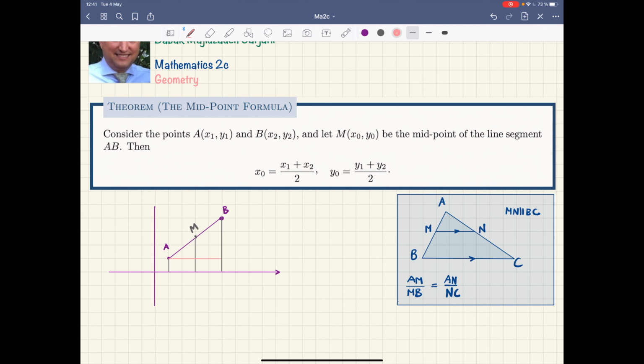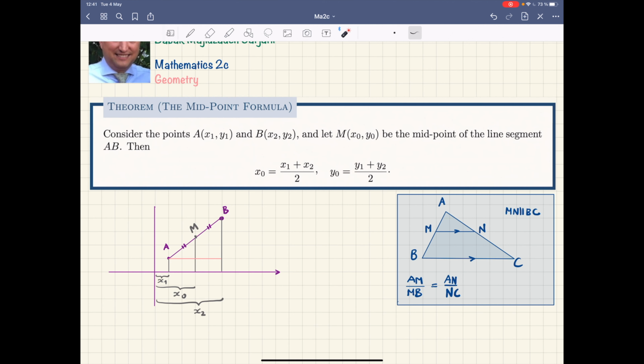Yes? Now, if I ask you what is from here to here, you would say this is x naught, yes? This is the x coordinate of M. And if I ask you what is from here to here, it is x1, yes? And what is from here to here? x2. So these are the things that you know. And I know that because M is the midpoint, the length of AM and the length of MB are the same. Now let us consider this triangle here.